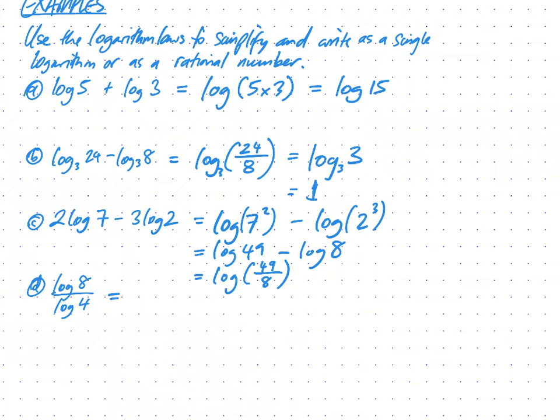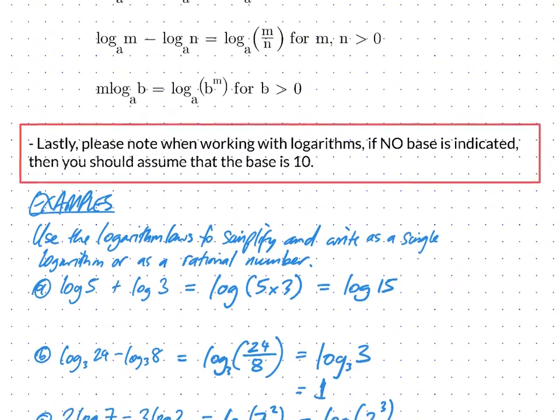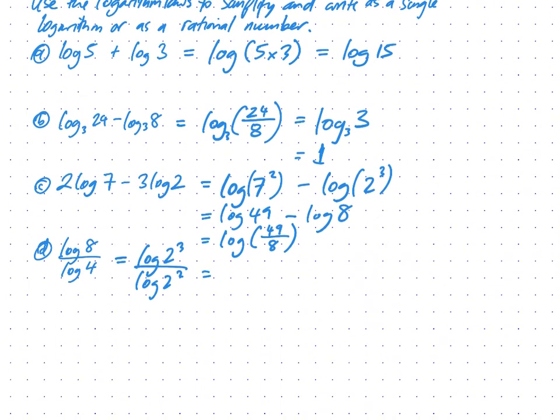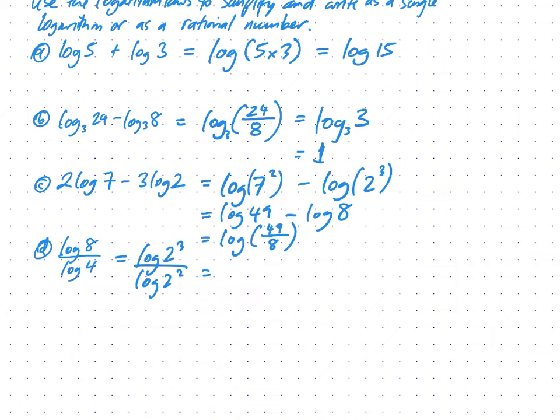Now this last one here, we have log 8 over log 4. I notice that they are both powers of 2. It's log 2 to the power of 3 over log 2 to the power of 2. That's equivalent to, using this law backwards, the power goes out the front. So now it's going to be 3 log 2 over 2 log 2.